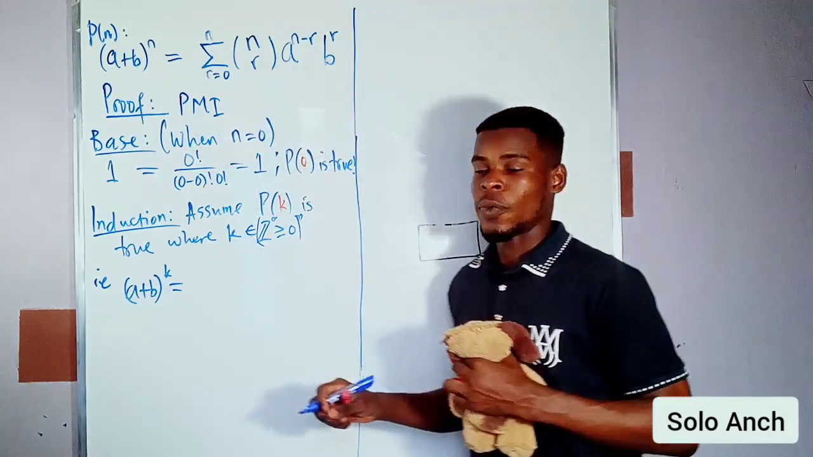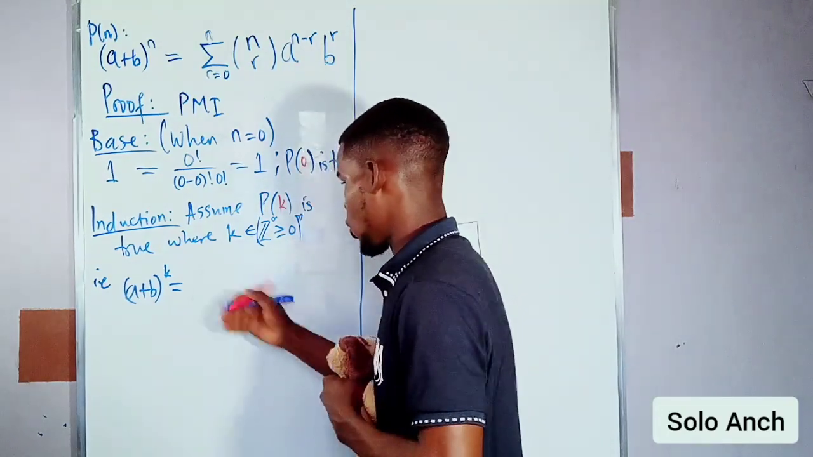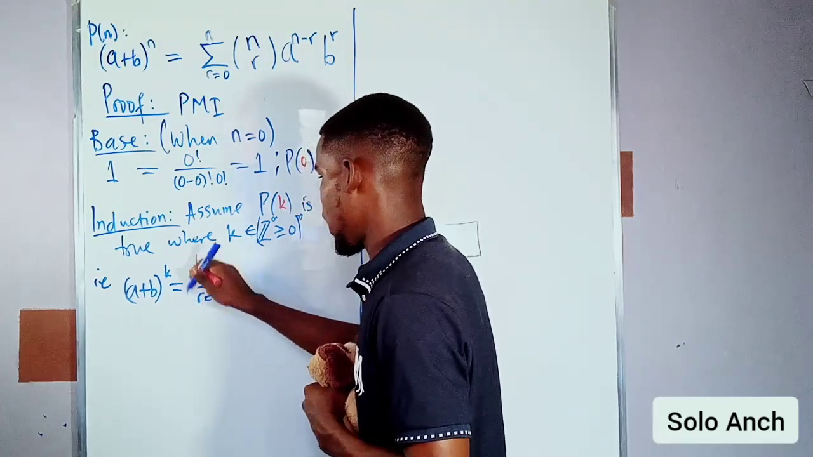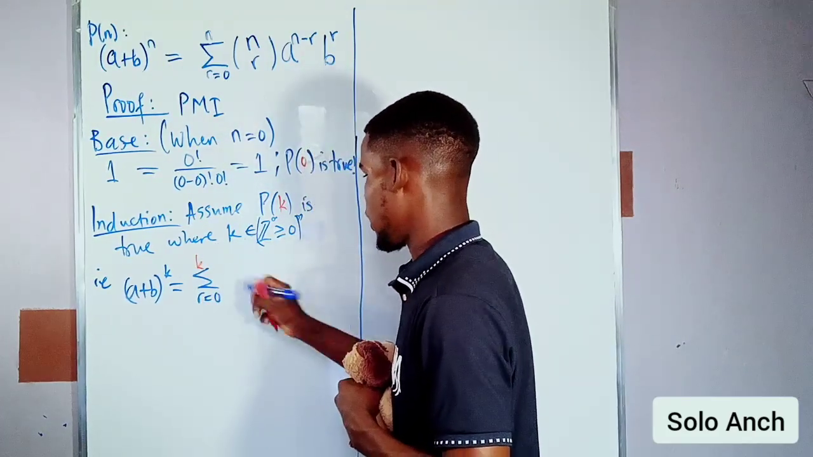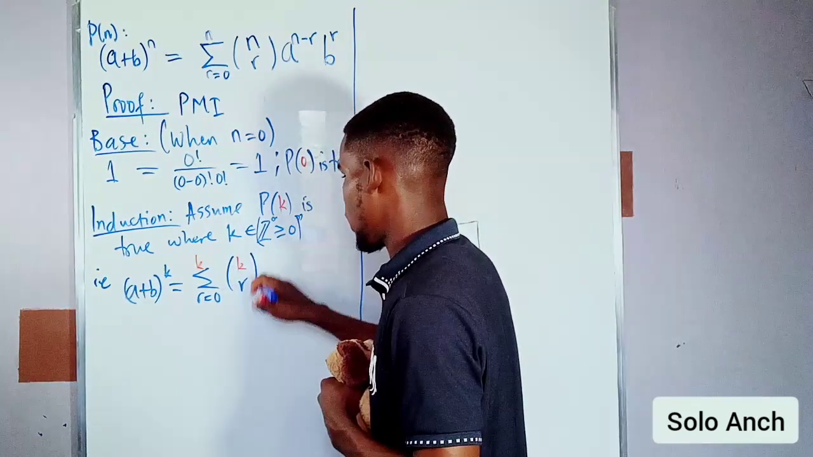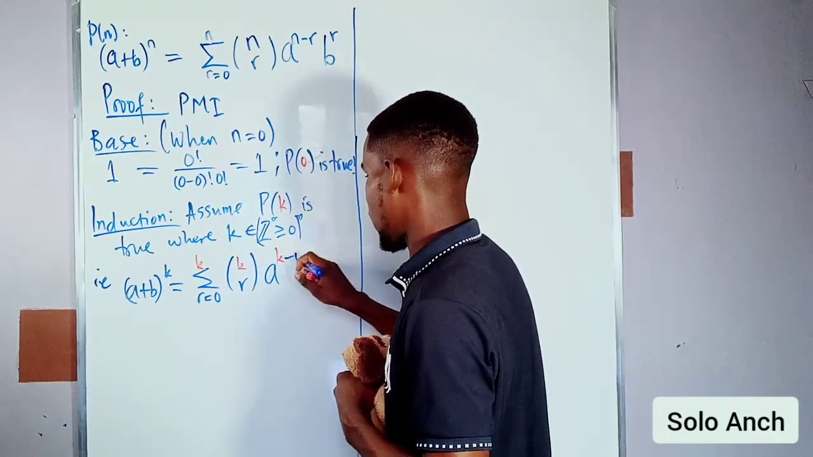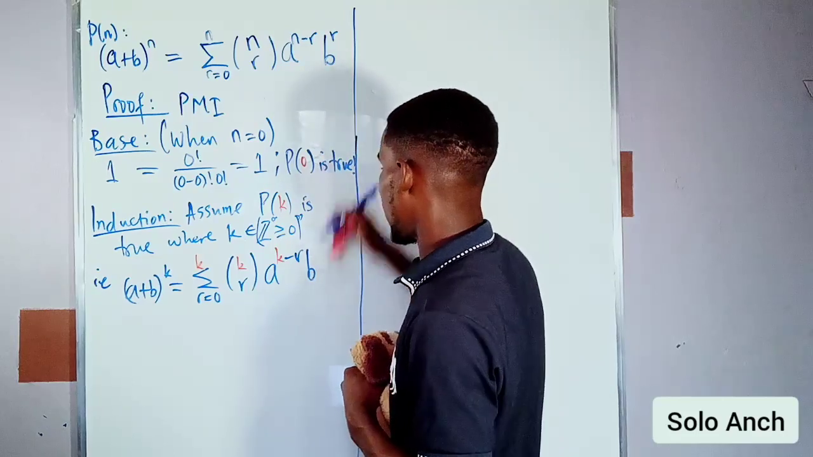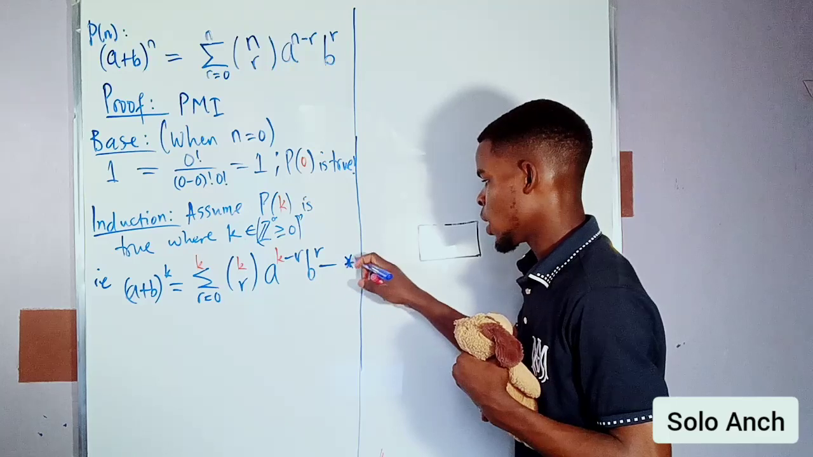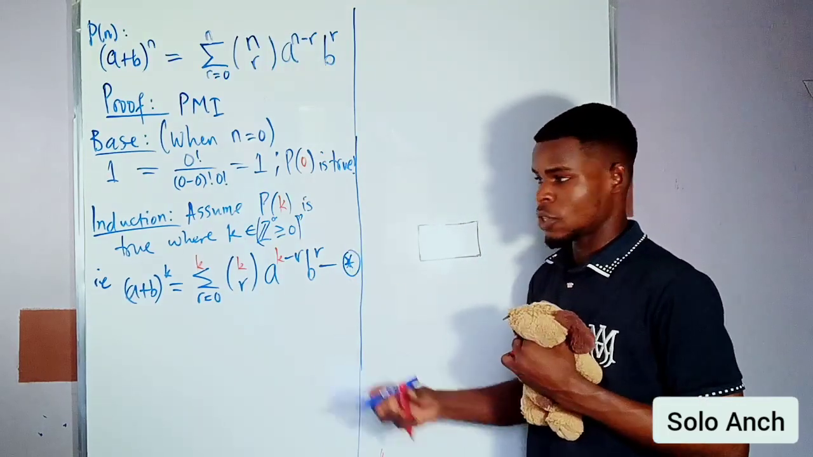This is equal to, well, let's see, the sum as r starts from 0 to k. Where n is replaced with k, then k combination r, then we have a raised to the power of k minus r, then b raised to the power of r. Good. Okay, so we've checked that. Maybe let's call this equation an asterisk. That is from the assumption.